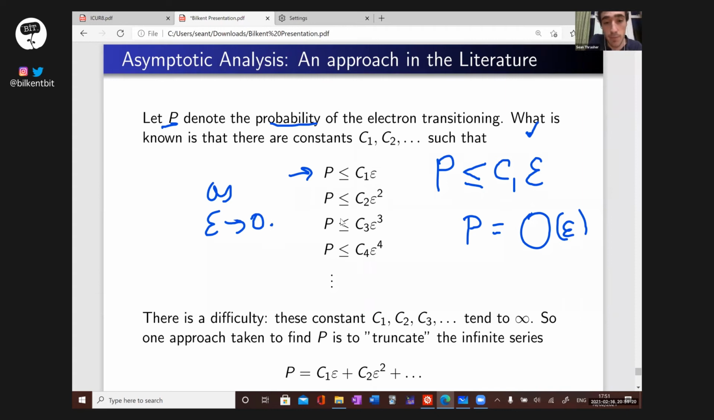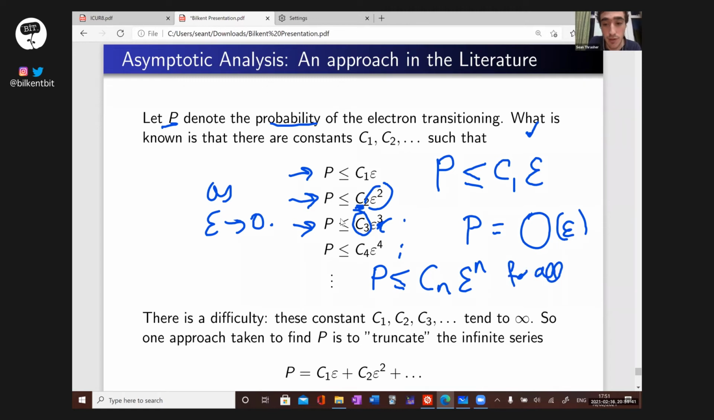It's also true that the probability is less than or equal to some other number times epsilon squared. In fact, the probability is also less than or equal to some other number times epsilon cubed, and so on and so forth for all n. So this is what is known. I'll pause here if there are any questions.